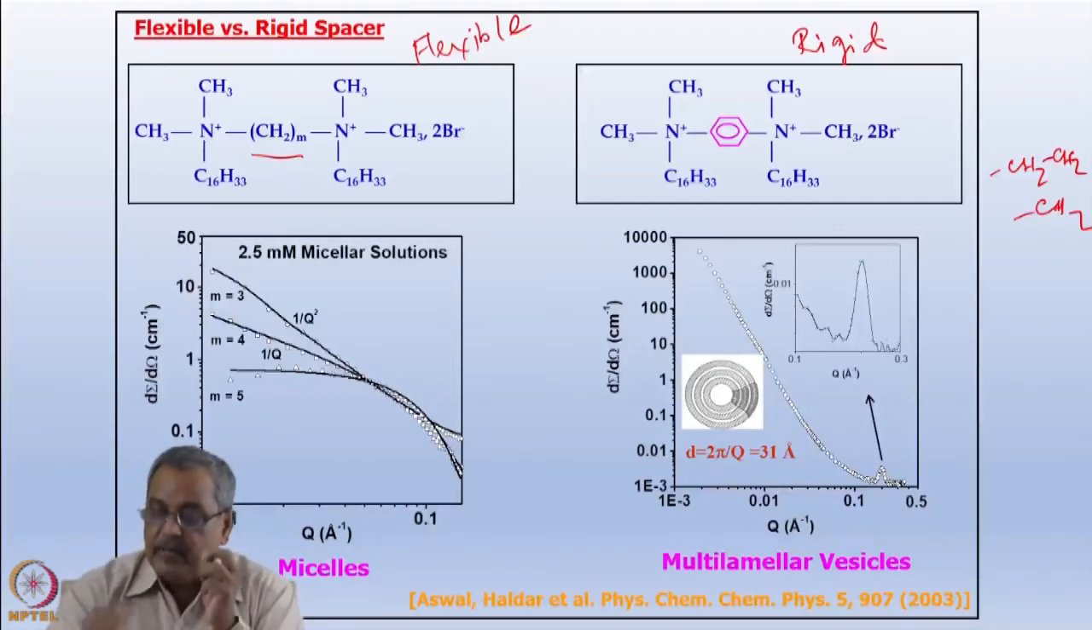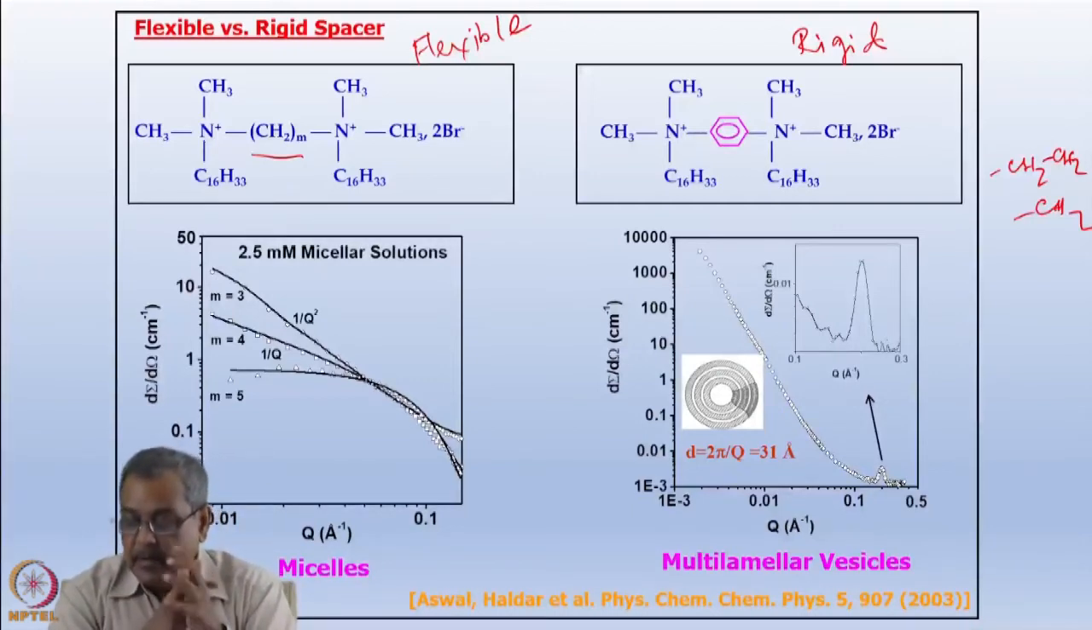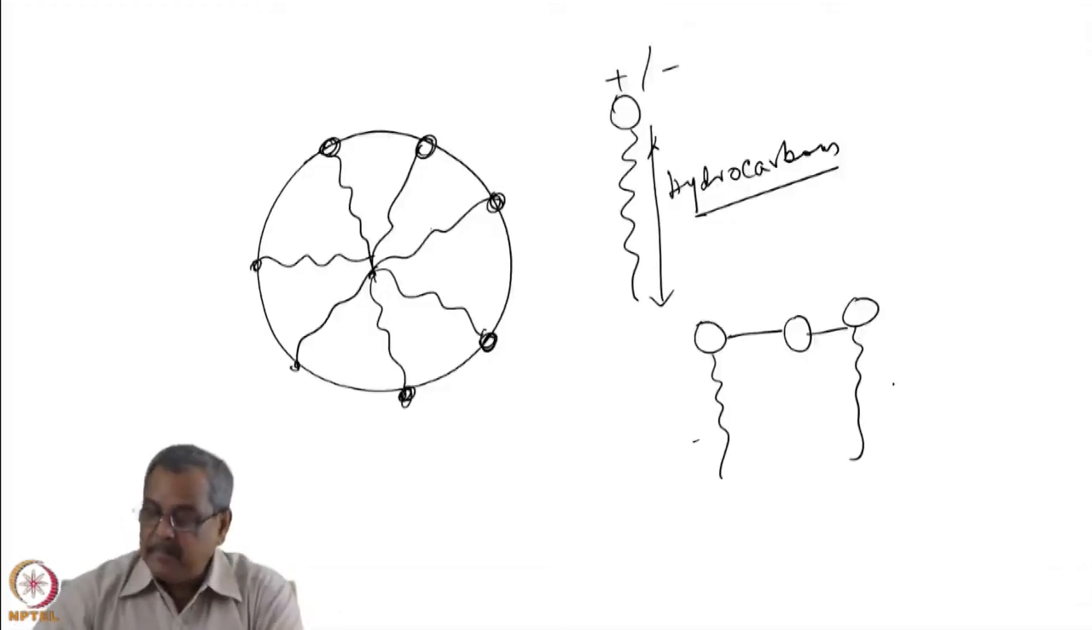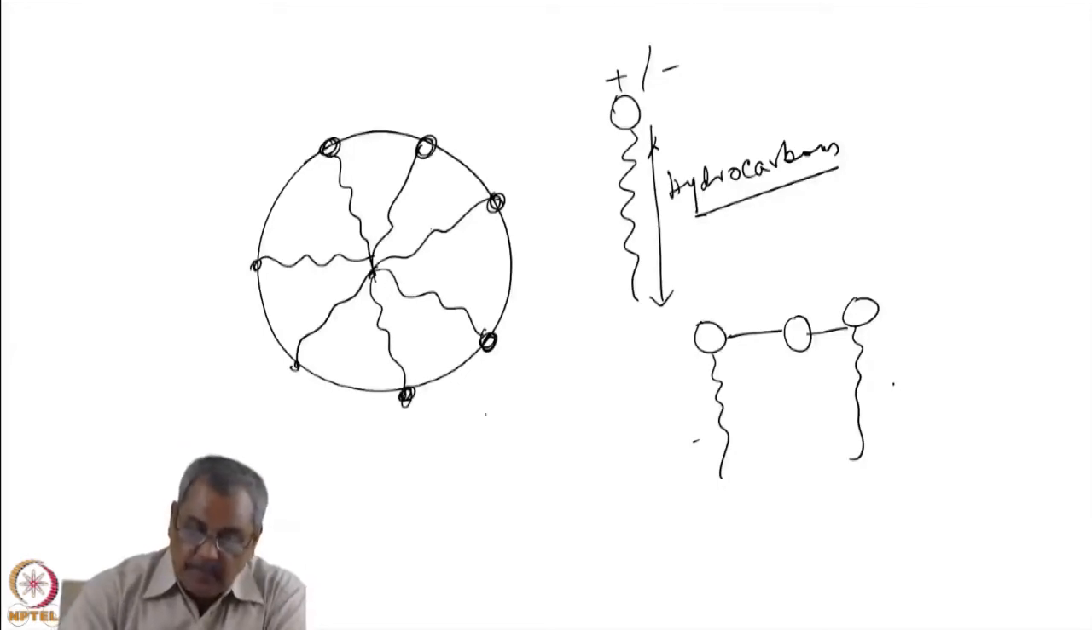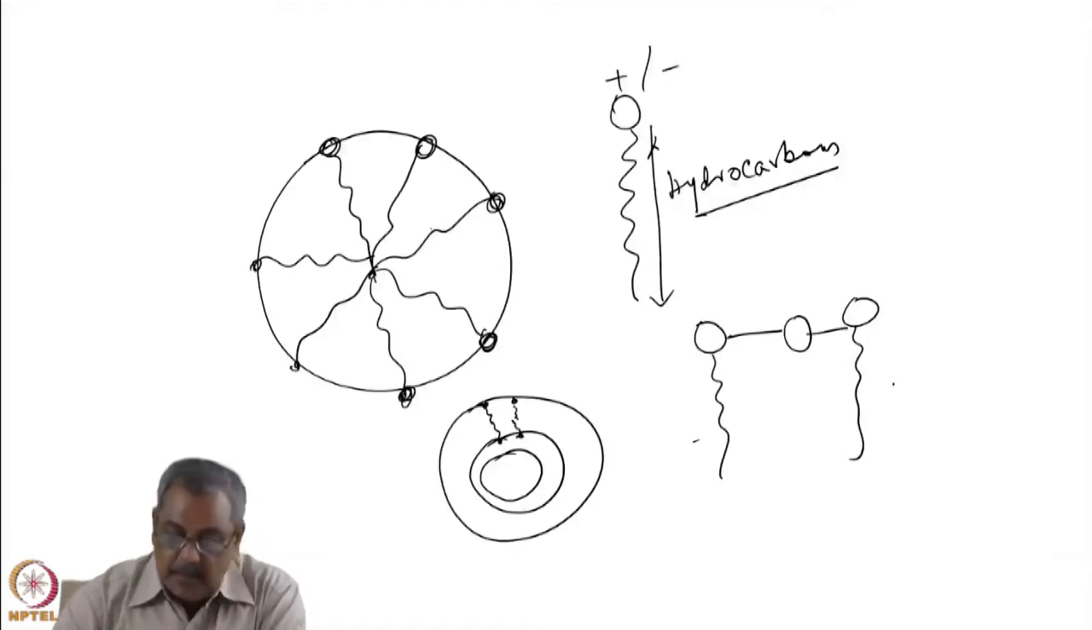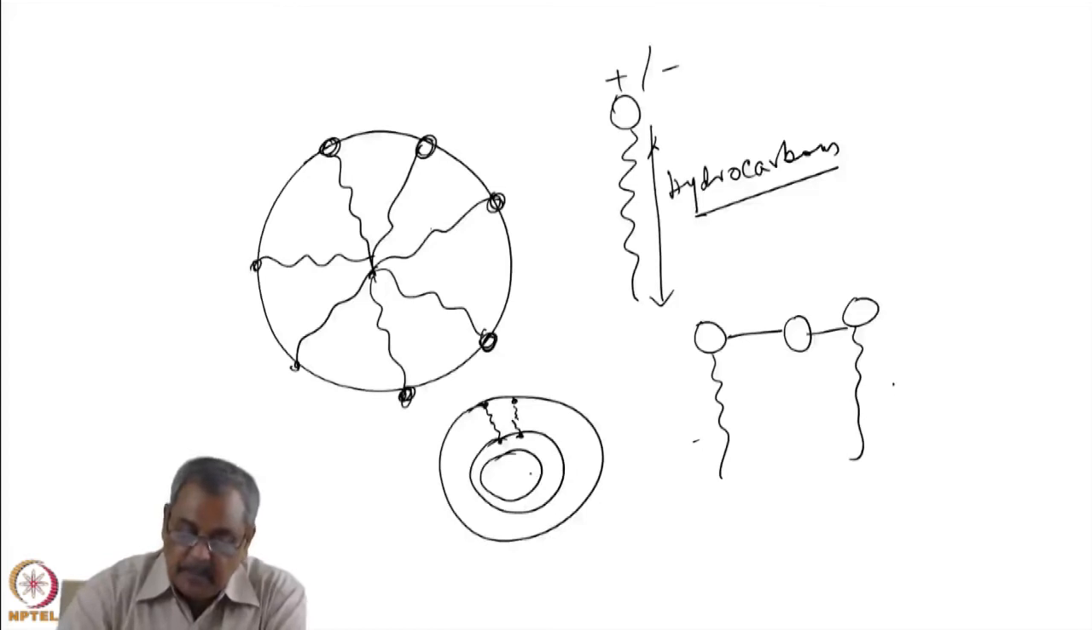At the same time, when you have a rigid spacer group, we do have a structure which is vesicular. A vesicle is basically a micelle but forming bilayers. So there can be bilayers or there can be more layers, a number of layers. In the case of bilayers, the head groups of the micelle come here. In the present case, because there are multiple head groups, two of them will be there.